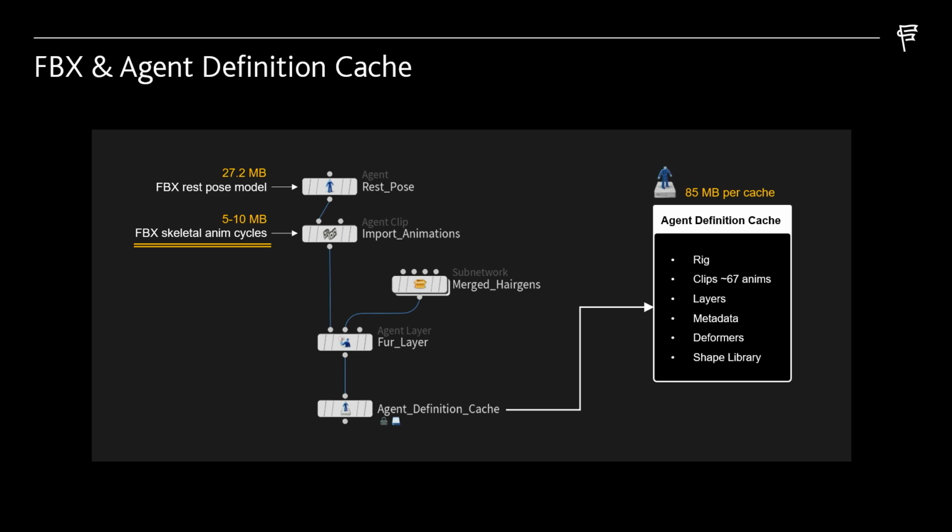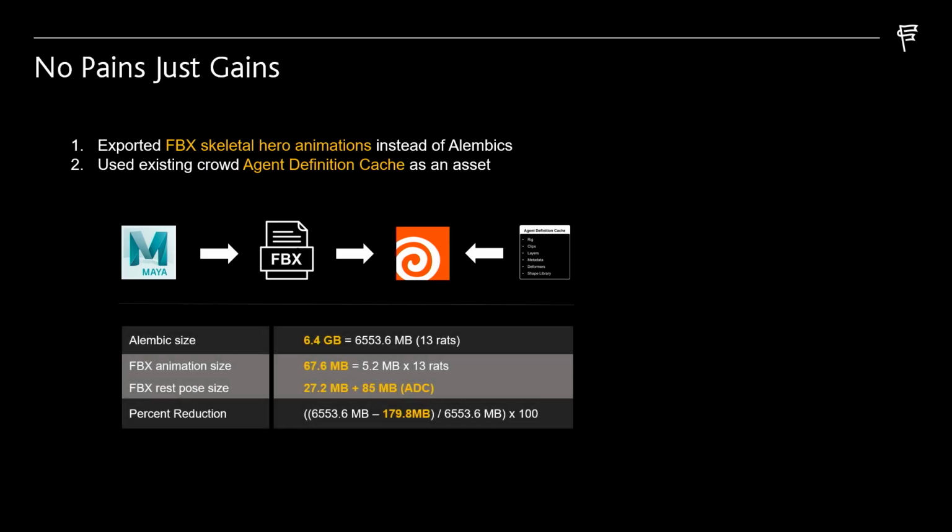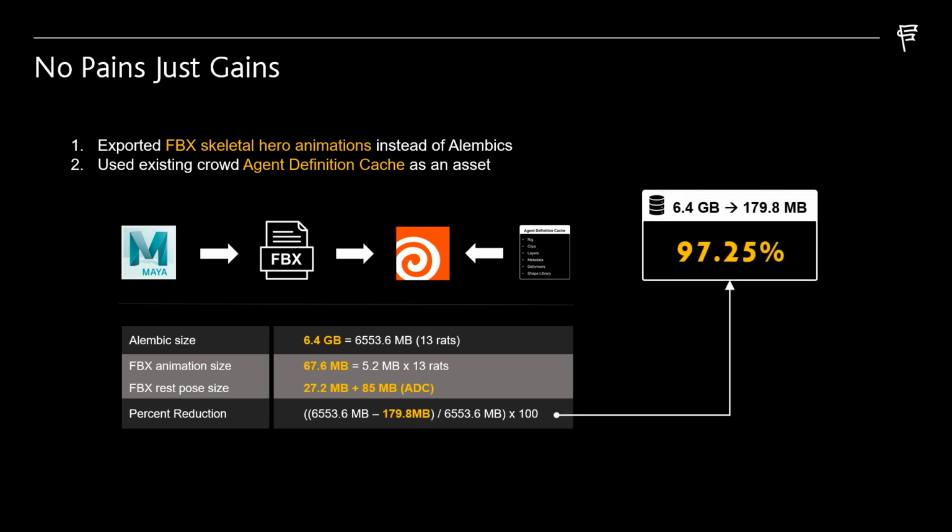So to put this in perspective, here is what it did for us in numbers. If you remember from the previous slide, Alembic data was 6.4 gigabytes for 13 rats, and the FBX data that we started exporting as skeletal animations ended up being 67 some MB, so 5.2 MB per rat. We went down from 6.4 gigabytes to 67 MB. Let's add the agent definition cache size, which was 85 MB in our case, and also the rest pose that you have to create the agent with. Adding everything together, we end up with 179 MB compared to 6,500 MB. The percentage reduction is 97%.